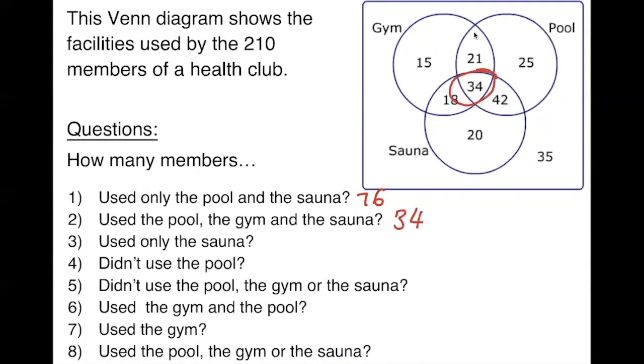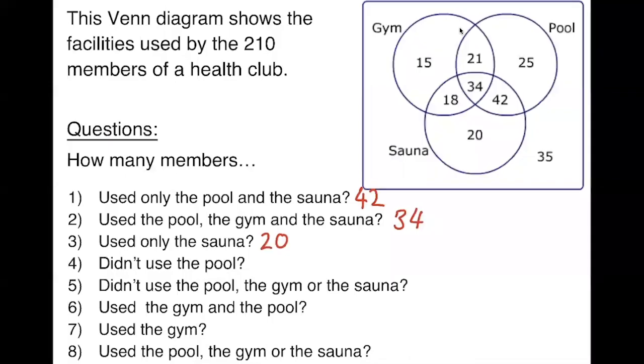That's 34. Oh, sorry, I've just looked. And question 1 isn't right. How many used only the pool and the sauna? That's here, that's 42. Because those people, the other 34, had also used the gym. How many used only the sauna? That's here, because all the other people had used something else.